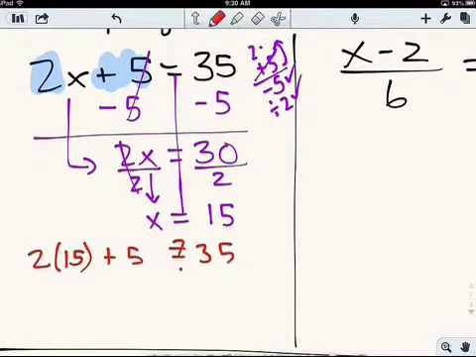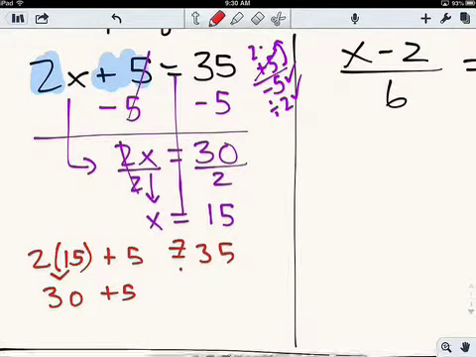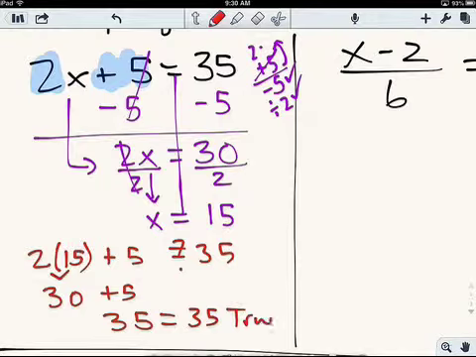And so I'll do 2 times 15 first. This is the order of operations. That's 30 plus 5. And so I get 35, and that indeed equals 35. That's true. And so I've found the value of x that makes 2x plus 5 equal to 35.